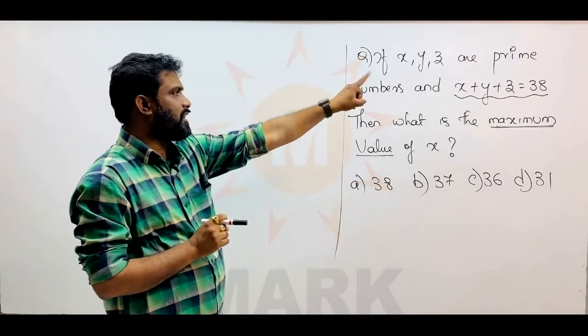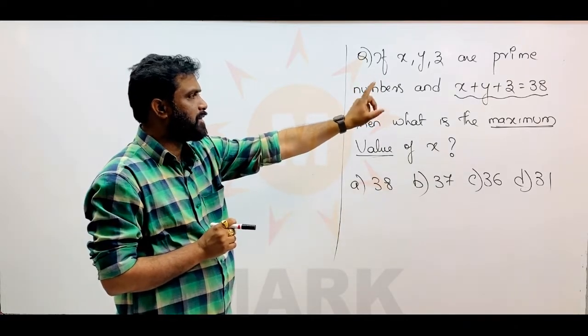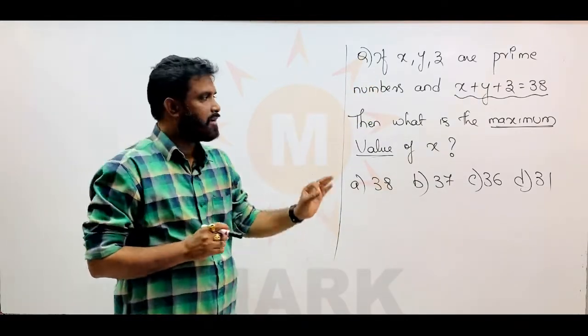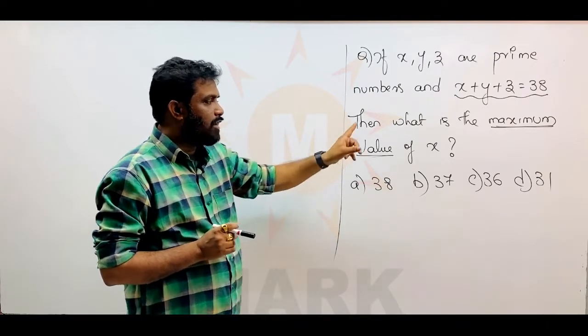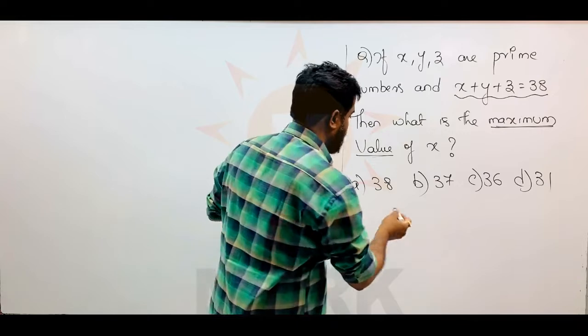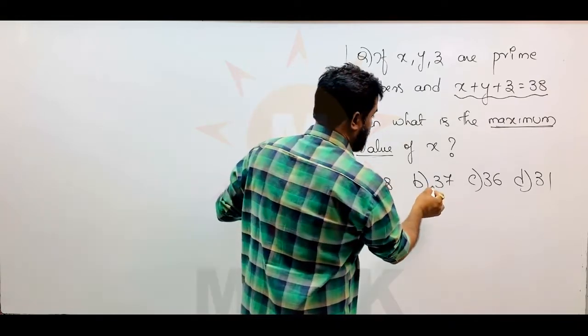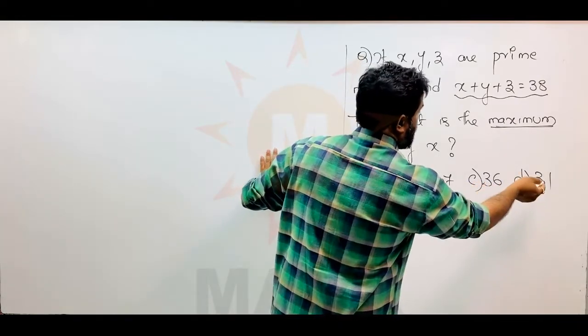Friends, here there is a question given on prime numbers. If x, y, z are prime numbers and x plus y plus z is equal to 38, then what is the maximum value of x? X should be the maximum value. The options given are 38, 37, 36 and 31.